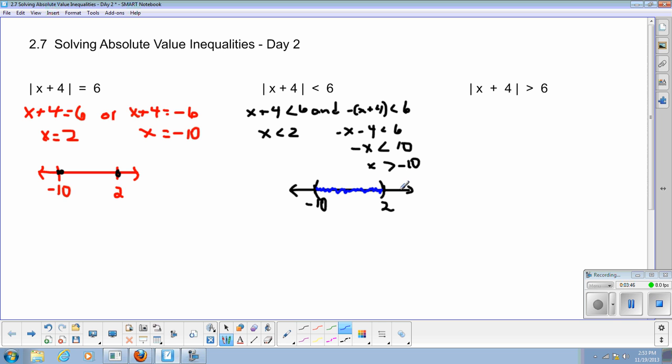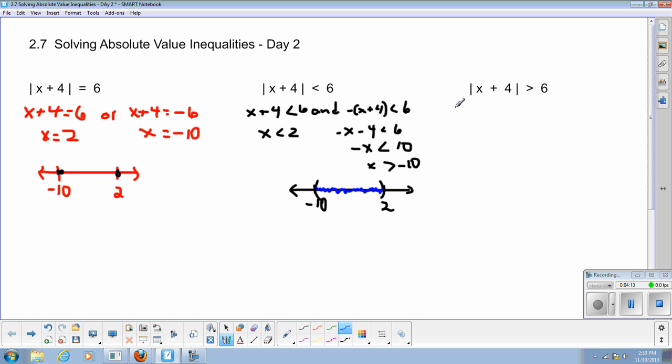If I want to test a point up here inside the inequality, let's say I pick 4. 4 plus 4 is 8. The absolute value of 8 is 8. 8 is not less than 6, so this side doesn't work. If I try negative 11, negative 11 plus 4 is negative 7. The absolute value of negative 7 is 7, and 7 is not less than 6. So the only place to shade is in between. That's where the answers are in common.